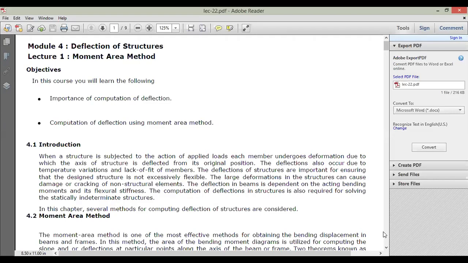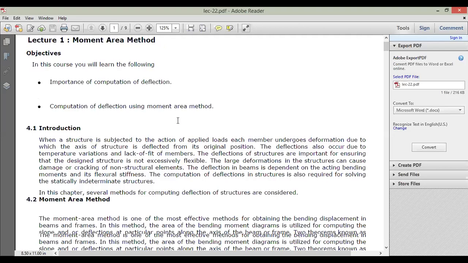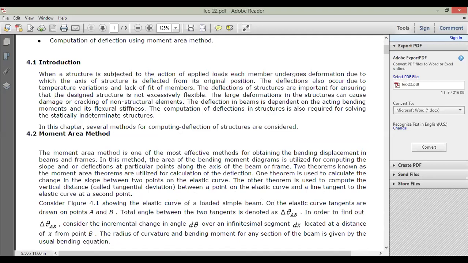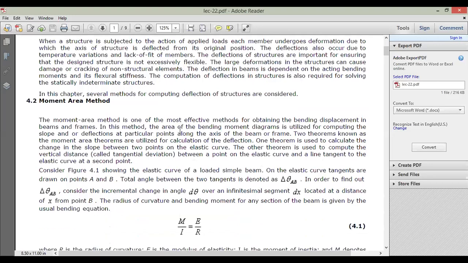Importance of computation of deflection, and computation of deflection using the moment area method. We have earlier studied about bending moment and shear force diagrams. The bending moment is represented in the form of area, and similarly shear force is also represented. This time we will be connecting bending moment and shear force with the deflection of a beam.